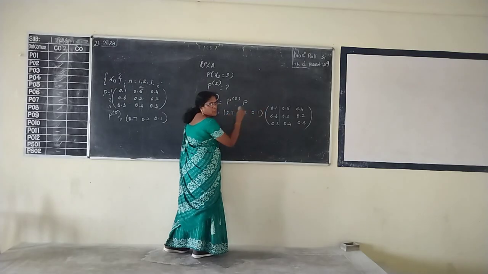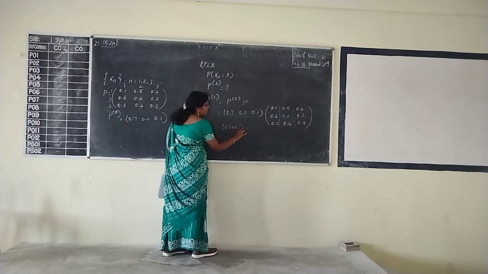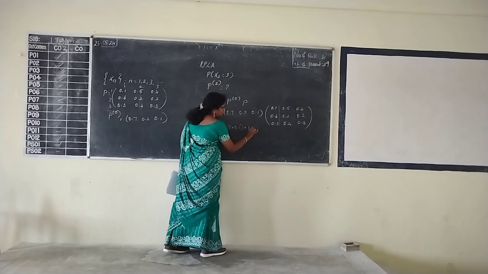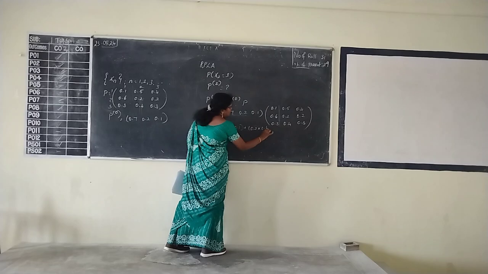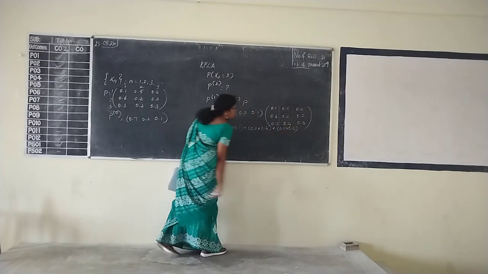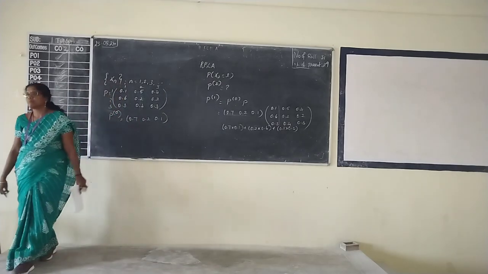0.7 into 0.1. Opening bracket. 0.7 into 0.1 plus next value 0.2 into 0.6, last value 0.1 into 0.3. Put it as a whole in your calculator. First row into first column.